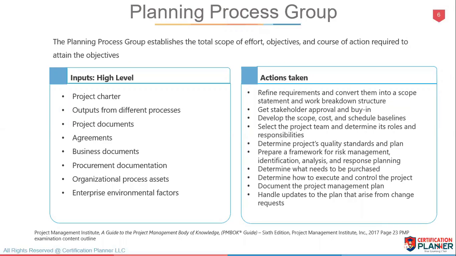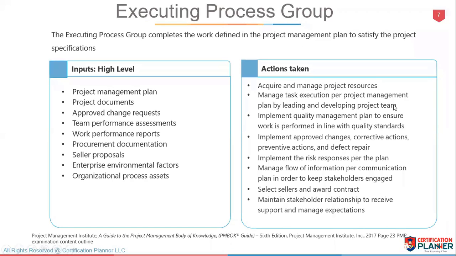Now, when we talk about the planning process group, we also look at some of the high-level inputs. And then, of course, when we get into the planning, we're refining any requirements or gathering requirements. We're developing scope and cost baselines. A number of these things are the actions taken throughout the planning process group. Now we get into execution. This is where the rubber meets the road. So we start putting our plan into action and we get moving.